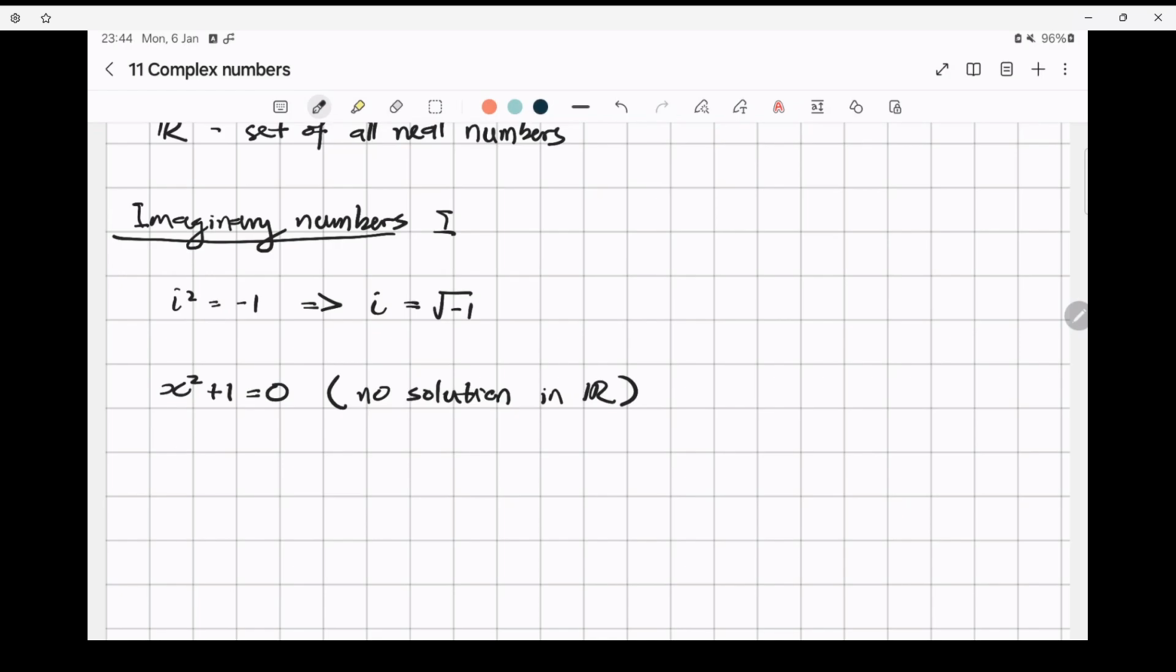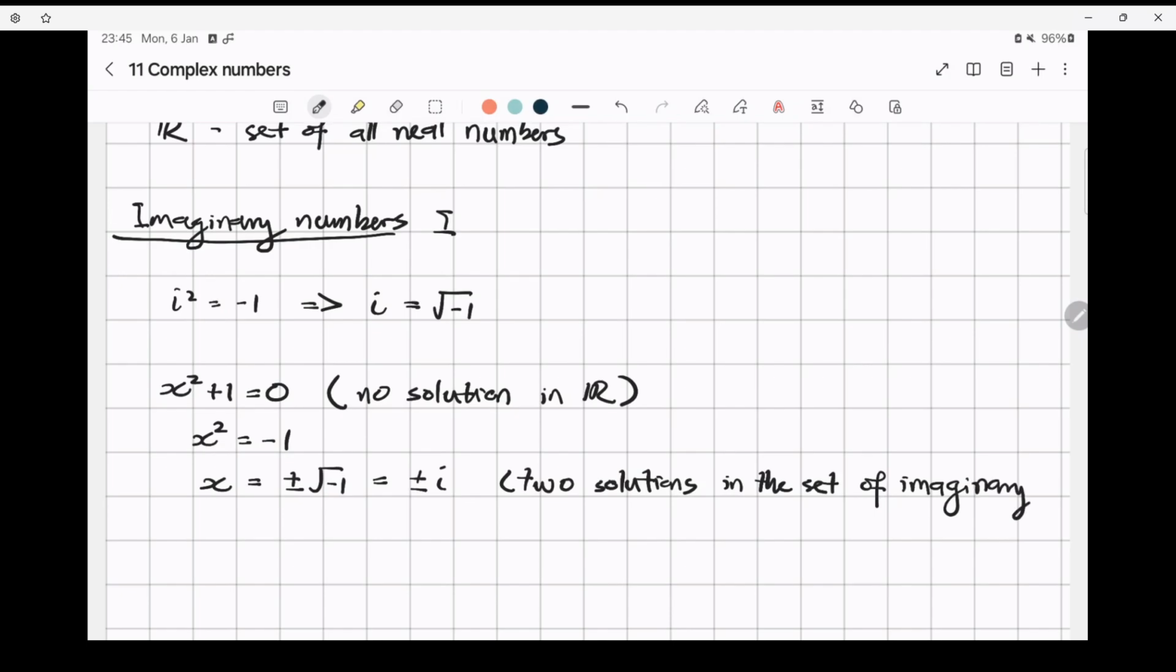But if you define what is called the imaginary numbers, then you will have x squared equals -1. When you square root it, you will get plus or minus square root of -1, or plus or minus i. So this gives you two solutions in the set of imaginary numbers.